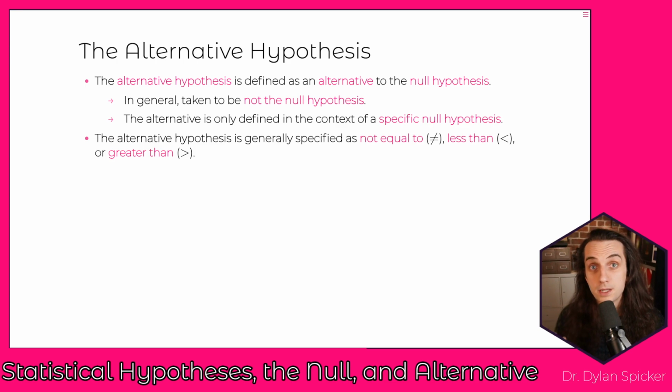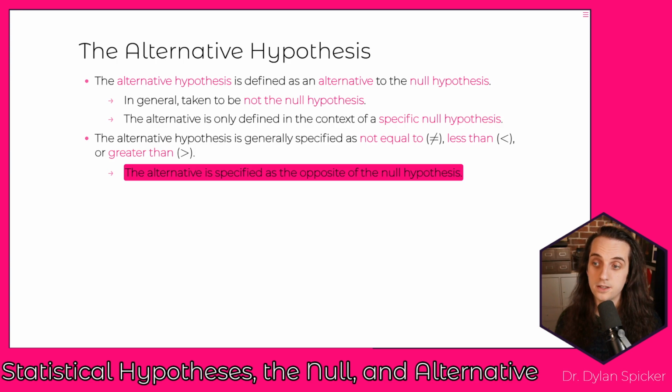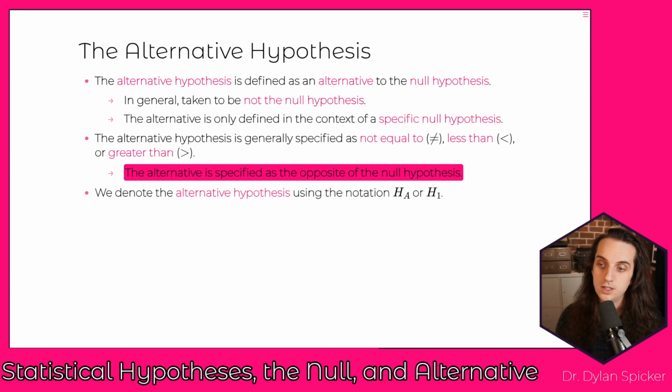Because they're defined in contrast to the null, they're typically specified using a not equals, a less than, or a greater than sign. So the alternative is specified as the opposite of the null. If the null has the equal sign, then the alternative is not going to have the equal sign. We're going to use the notation H sub A or H sub 1 to define the alternative, and we'll frequently use either of these notations and speak them as the alternative.